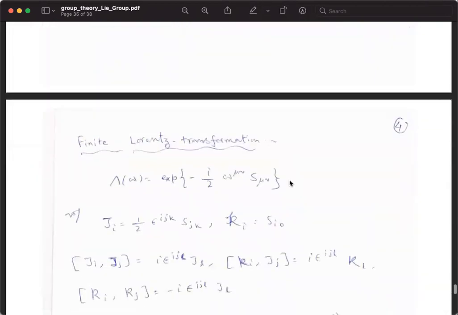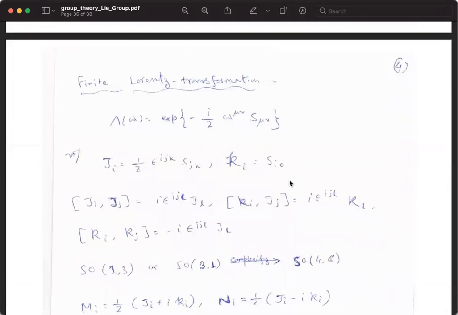So now you can think of a finite Lorentz transformation, which is always helpful to understand the generators in more detail. So here lambda(omega) equals exponential of minus i by 2 omega mu nu S mu nu. So omega mu nu is the parameter here, right? And S mu nu are the generators here. So J i, which are the rotation generators, are given as half epsilon ijk S jk. Okay, and K i are the boost generators, which are written as S i0, and S00 or the S ii, all these elements are basically 0.